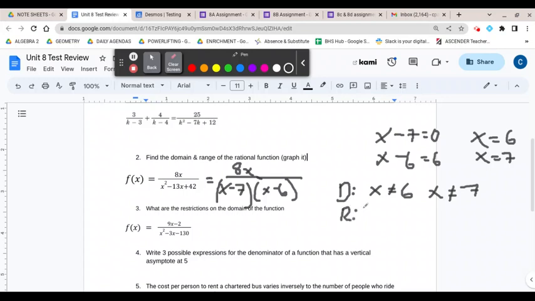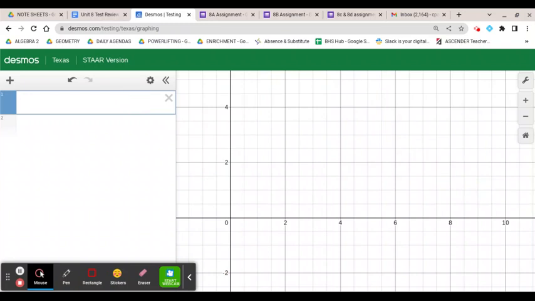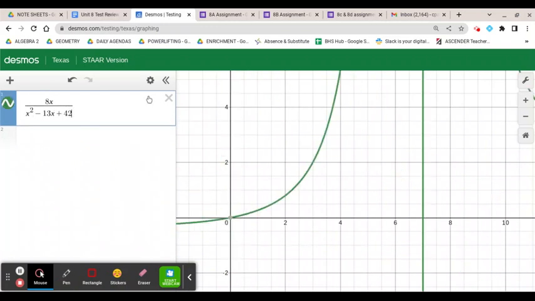The range, I would still graph it just to be sure, because even though we have horizontal asymptotes, sometimes it could still cross it. So if we come up here, 8x over x squared minus 13x plus 42.